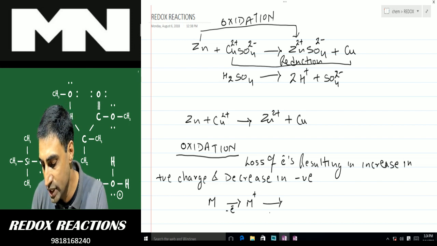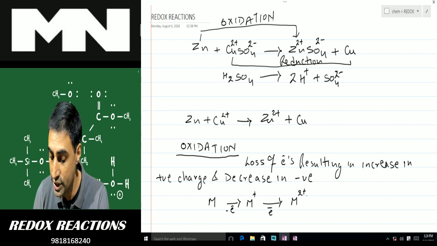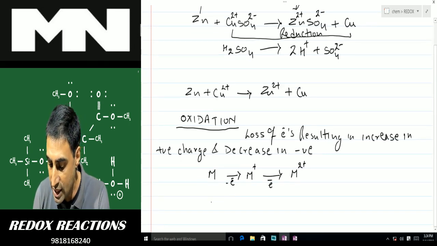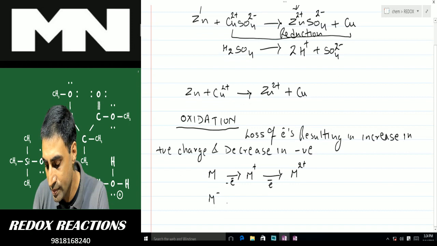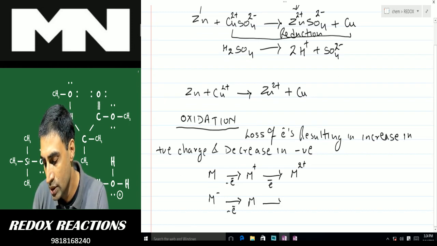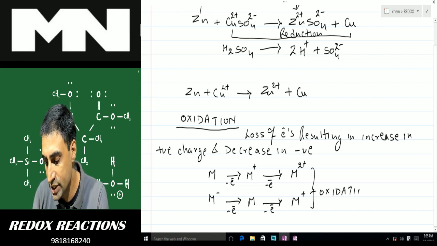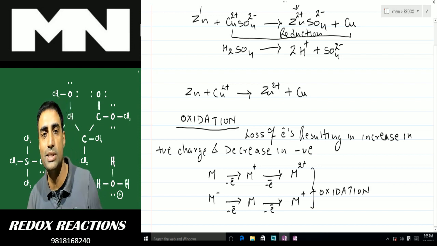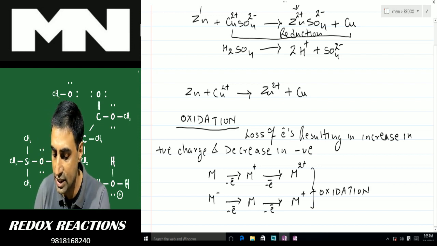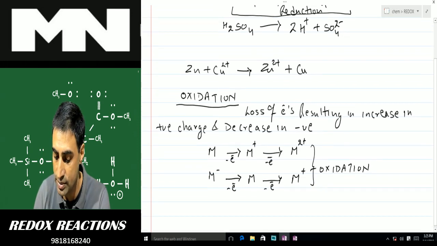That again is losing electron and is getting converted to M2 positive. So this is oxidation. Likewise, I have M negative that is losing electron getting converted to M. That is losing another electron and is getting converted to M positive. So this is oxidation. Oxidation is loss of electron that results in increase in positive charge or decrease in negative charge.